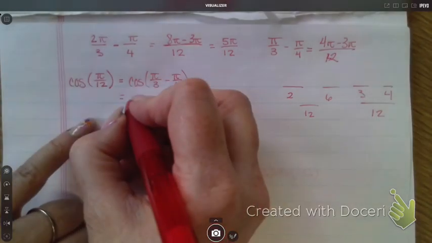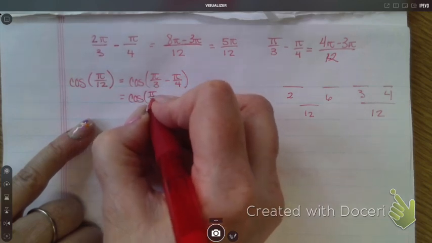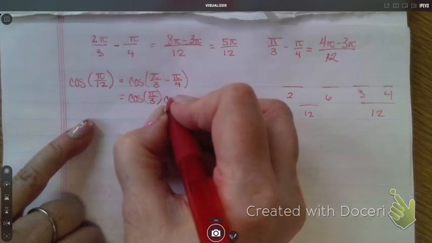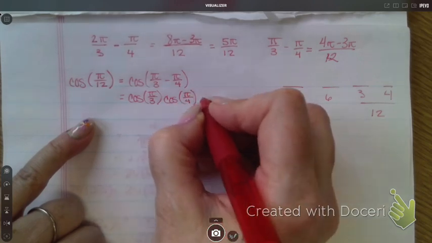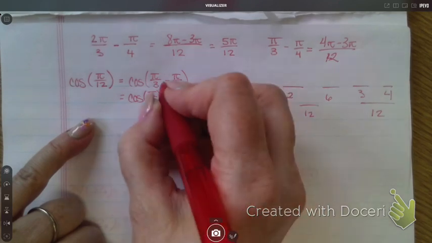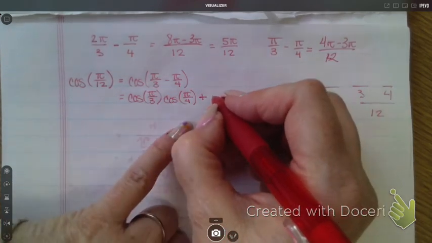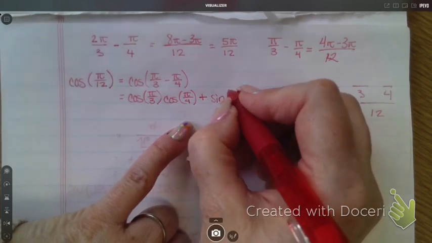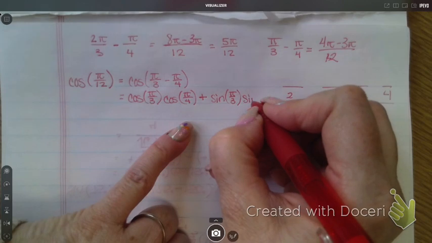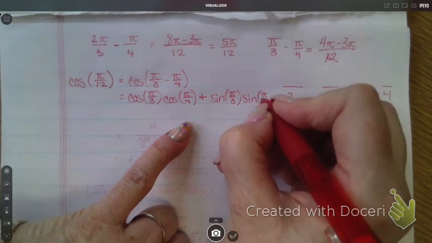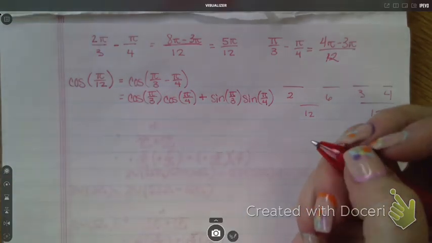So then the cosine rule is cosine of the first one times the cosine of the second one. Opposite sign. So we did subtraction, so we put a plus, plus sine of the first, sine of the second. These aren't really that even hard to remember, guys, if you say them while you're doing them.